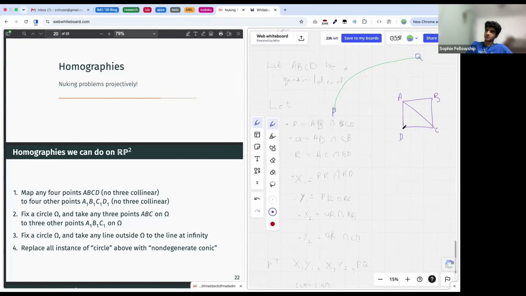Finally, we have R. R is the center of the square. Now you have x1 is equal to PR cap AD. What is line PR? It's just the parallel line through R. So x1 is just the midpoint over here. What is y1? PR cap BC. That's over here. What are x2 and y2? It's the midpoint. QR cap AB, which is over here.